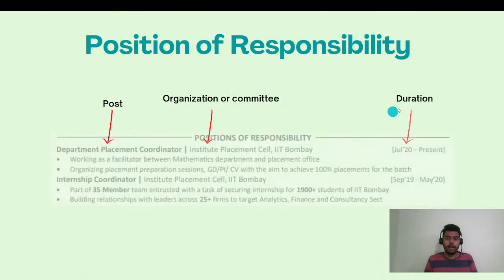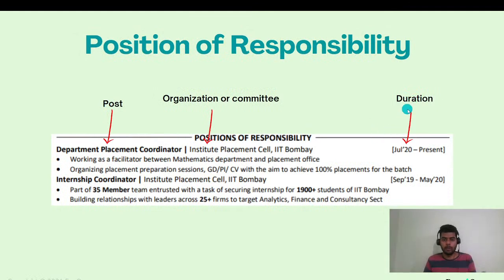Okay, so next comes the position of responsibility. If you have had anything in college, let's say you were a placement coordinator, internship coordinator, or maybe internship placement coordinator one year back when you were in college, you can mention these things, because this shows that you have some leadership skill. You don't fear handling a great team or handling some events. So these things are too important, as they show your personal skills like leadership, speaking, communication, and management skills.